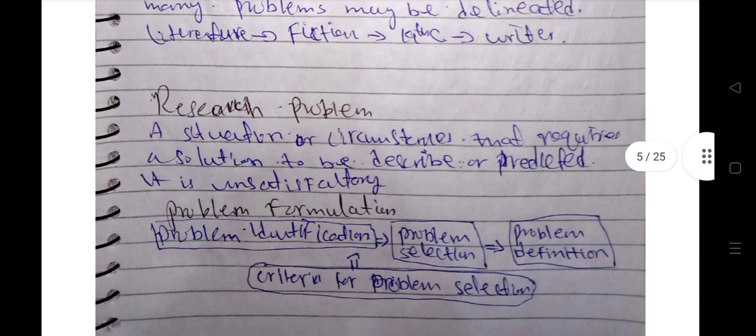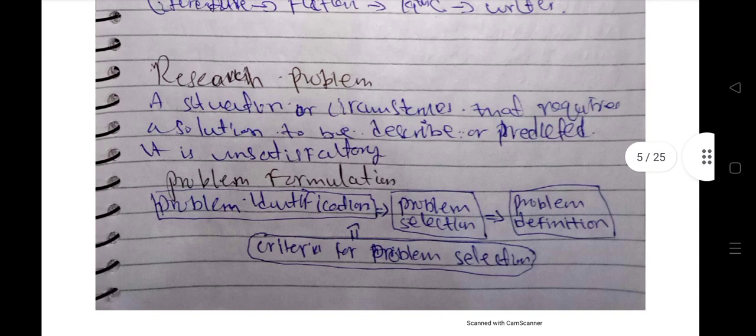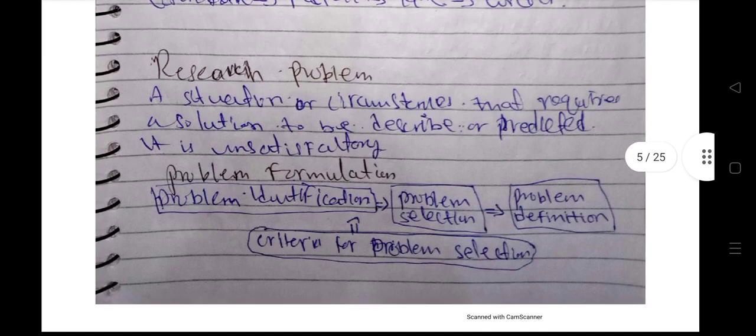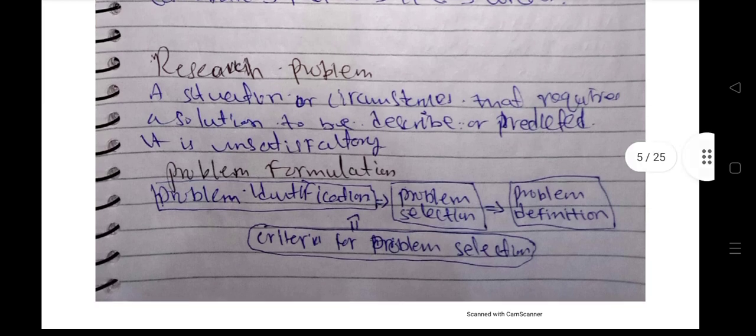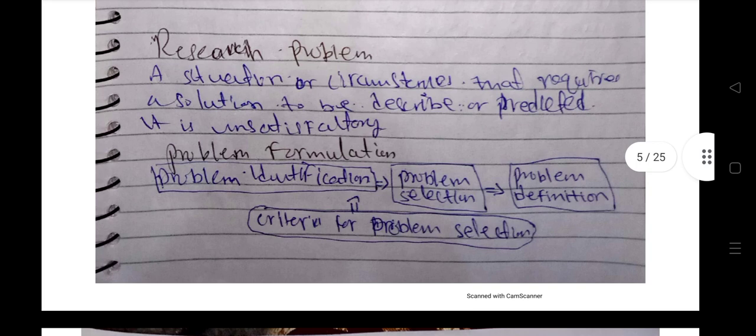And further, formulation of the research problem. A research problem is a situation or circumstance that requires a solution to be described or predicted, and it is unsatisfactory. So, three steps are involved in the formulation of a research problem. The first one is to identify, right? Problem identification through your observation. The second one is problem selection. Once you identify a particular problem, then you have to select it, choose it, and then you have to define your problem.